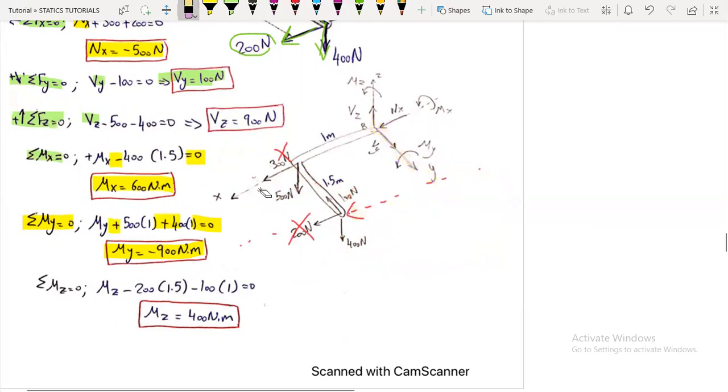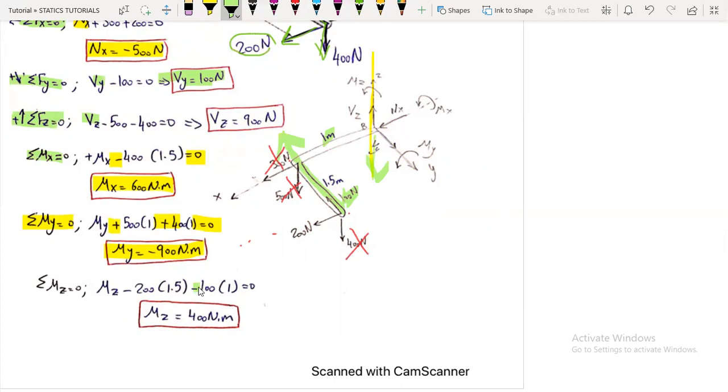Finally, taking the summation of moments about the z-axis. Here is the z-axis. The 400 is parallel to it, and the 300 is passing through it. So we just have the 100 newtons multiplied by the distance, which is 1 meter. Here is our 100 newtons, and applying your right hand rule, you will find the moment is in the negative z direction.